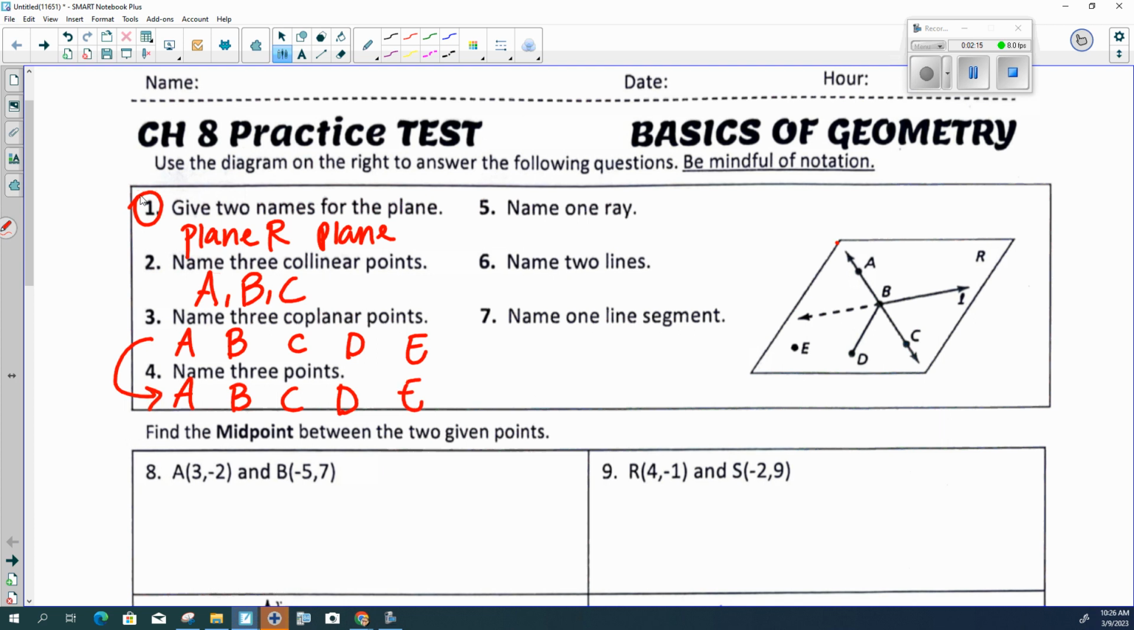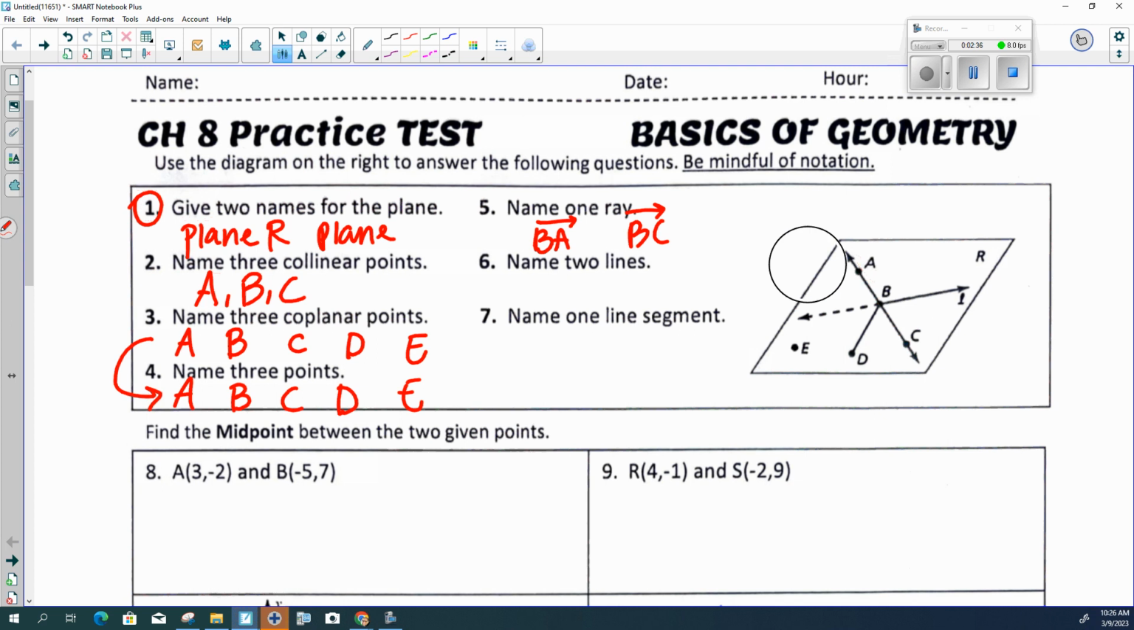Rays are kind of fun. They start with a point, and they head off in one direction with an arrow. So one that I'm noticing is B, that's heading out to A, or B the other direction, heading out to C, the letter C, not like the ocean C.